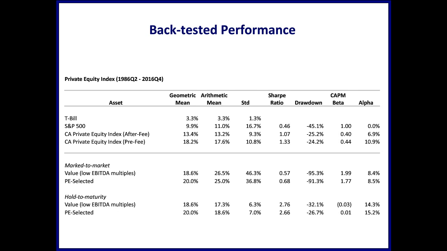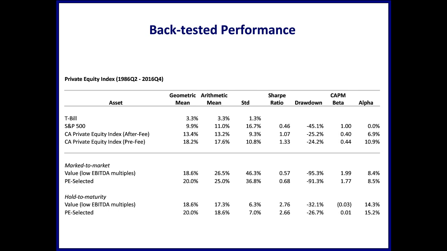I'm going to show you the geometric and the arithmetic mean return. I think the geometric mean is probably the fairest one to use to compare across these portfolios because the volatilities are so different. But I'll show you both of those. Then the standard deviation, Sharpe ratio, the drawdown, the CAPM beta, and then the resulting alpha.